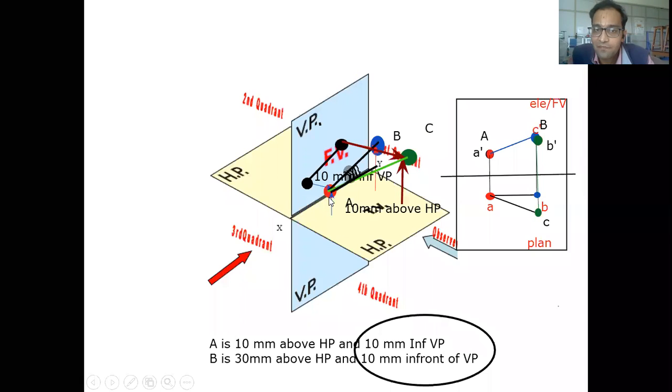What I have told for point A is that it is 10 mm above HP, 10 mm in front of VP. Now let me show you the notation so that you can clearly have the configuration in your mind. So when I say it is 10 mm above HP, it is going to be presented over here. When I say it is 10 mm in front of VP, it is going to be presented over here. Is it so?